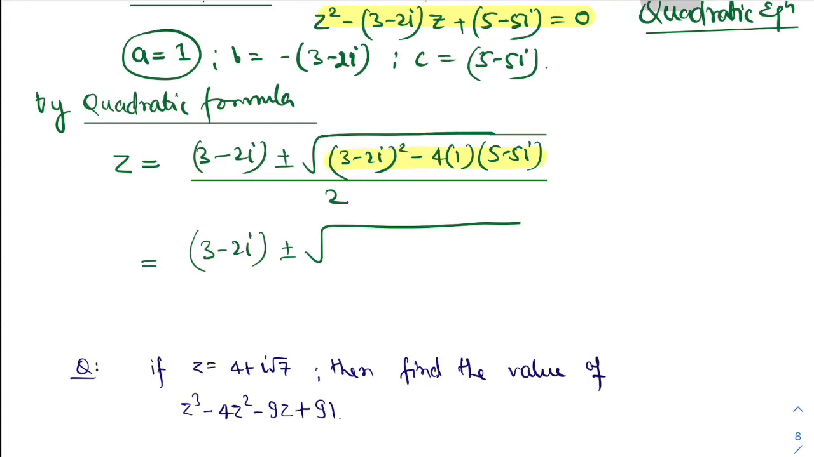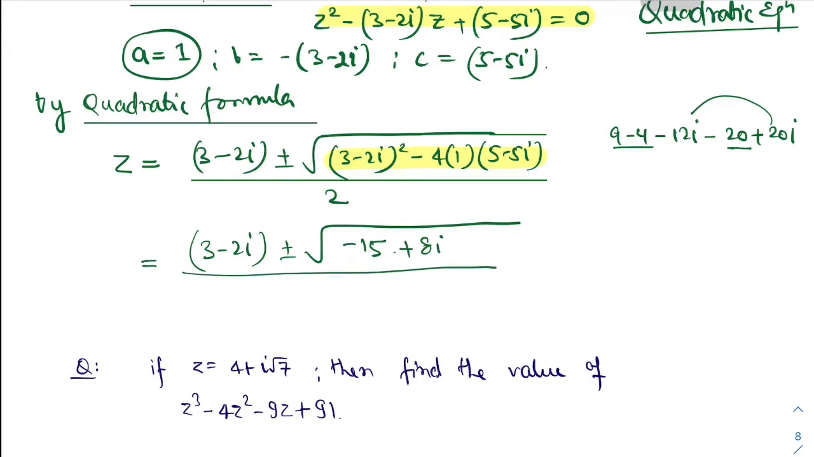3 minus 2 iota square, it will be 9, and plus 4i square will be minus 4, and it will be minus 12 iota. Okay, and minus 20 plus 20 iota. So 9 minus 24 is minus 15, and 20 minus 12 is plus 8, whole divided by 2.